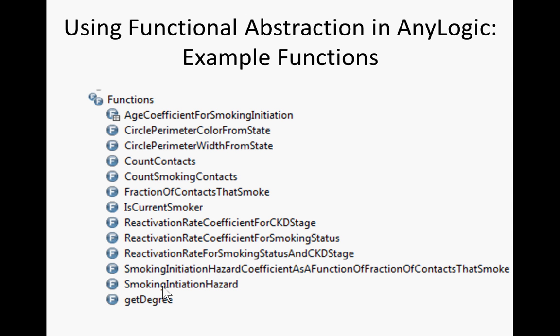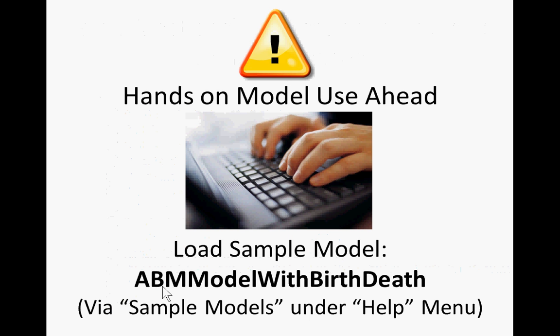So I have this model called ABM model with birth death, which if any of you have a laptop, you're welcome to load here. I want to walk through some examples. So here's the perform birth function. These are called functions in AnyLogic, and you can drag them in from the palette. It's a function, okay? This is a method.